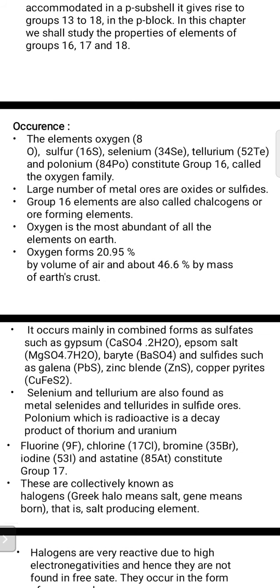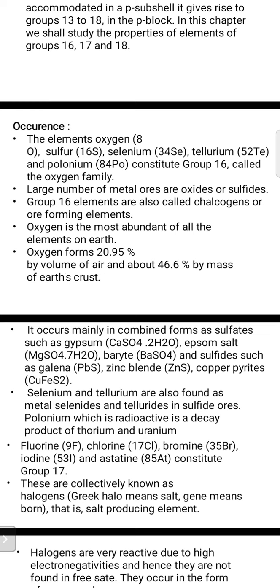Sulfur occurs mainly in the combined form as sulfates such as gypsum CaSO4·2H2O, Epsom salt MgSO4·7H2O, barite BaSO4 or barium sulfate, and sulfides like galena PbS, lead sulfide, zinc blende ZnS, and copper pyrite CuFeS2. So in sulfate form it can be obtained.